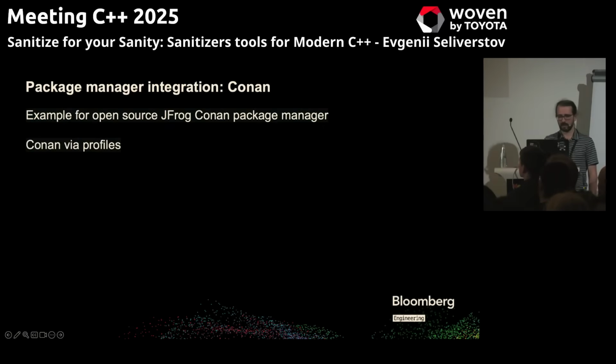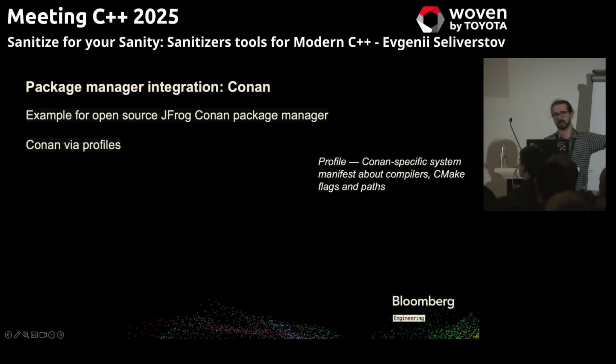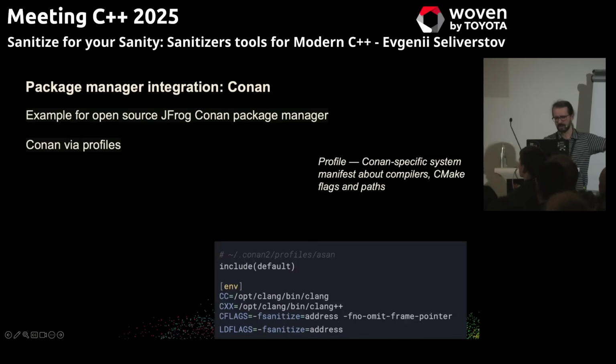package manager. It works with all the instrumentations via profiles, usually. So a profile is just a set of instructions about how to build software, where to find flags, where to find the linker, what to provide. So it means we can provide instructions to Conan on how to build our package and all the dependencies via packages.